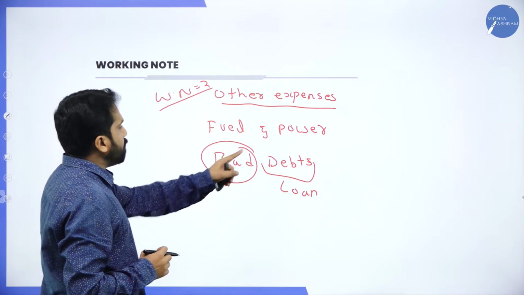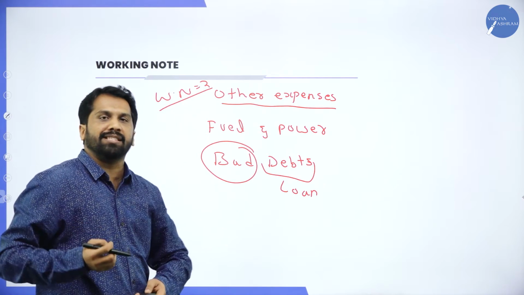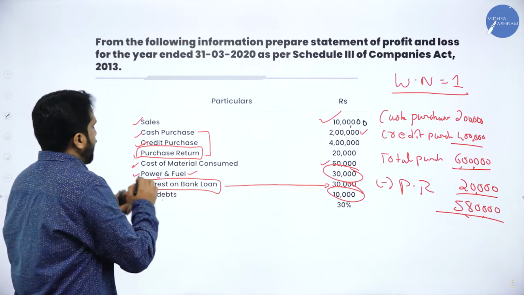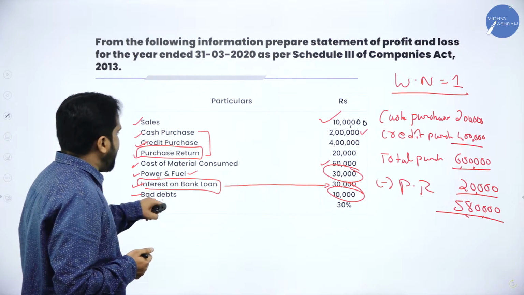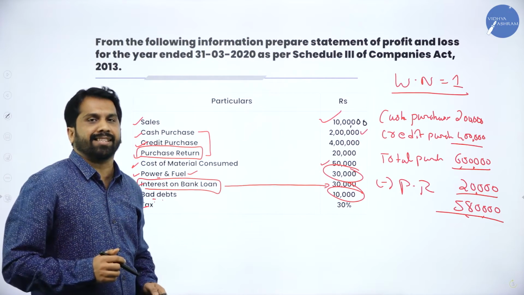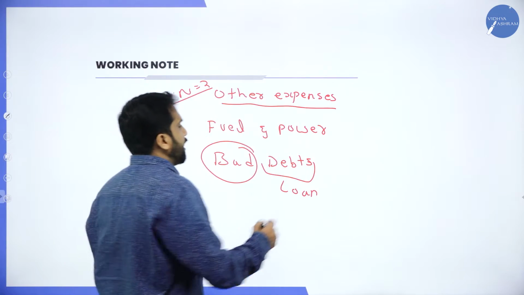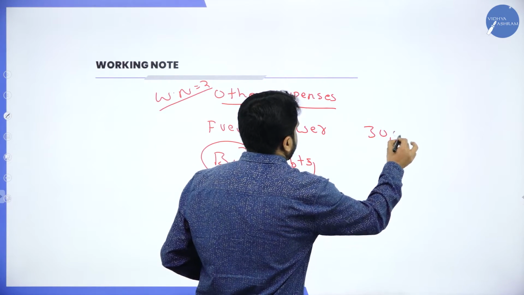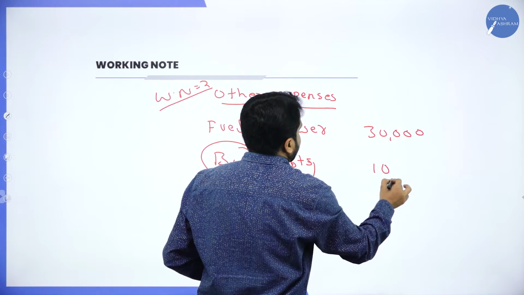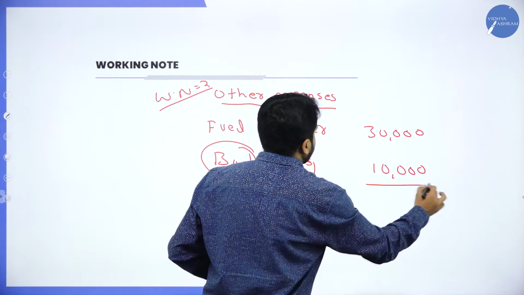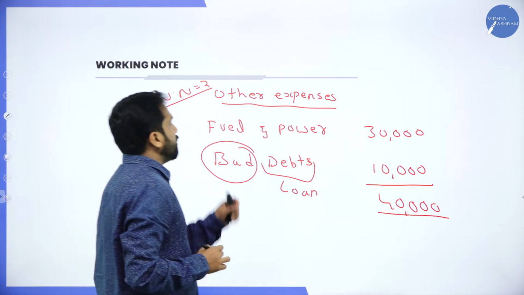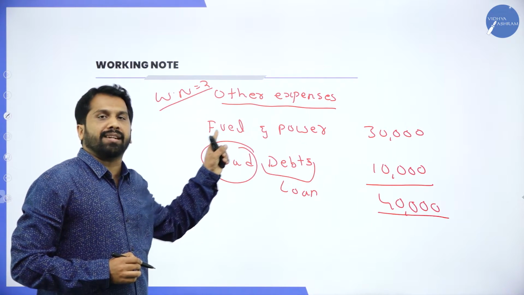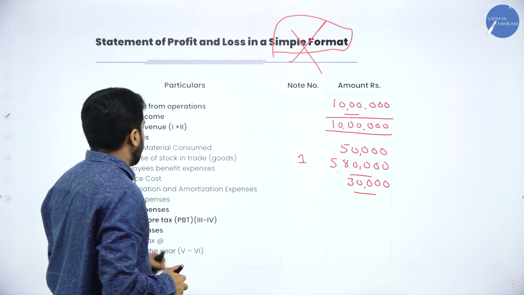Now, fuel, power and bad debts. We'll see what is the amount. Fuel and power, how much have they given? 30,000. And bad debts, how much have they given? 10,000. We'll add both. Fuel and power is 30,000, bad debts 10,000. What is the total? 40,000. This is Working Note number 2.